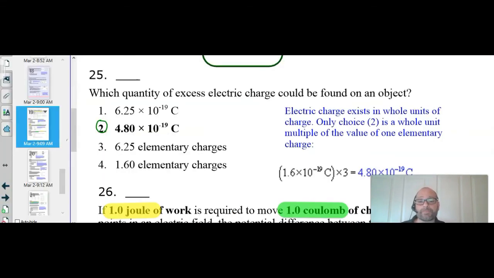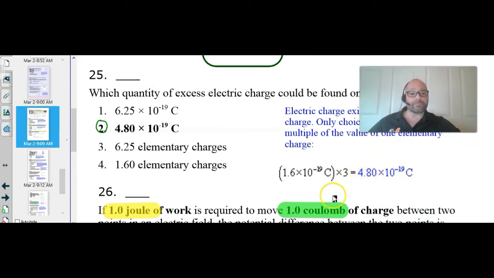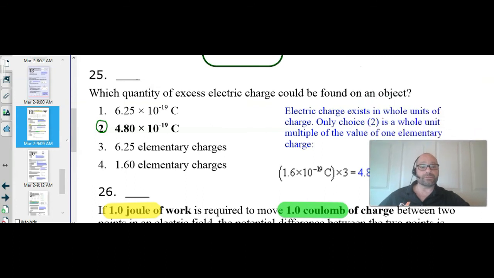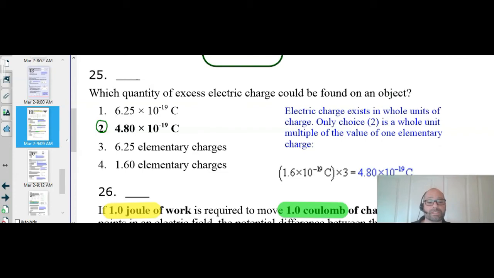So therefore, 1.6 times 10 to the negative 19 times 3 gives you 4.8 times 10 to the negative 19th coulombs. It's that simple. You look for a unit. Electric charge exists in whole units of charge. Only choice 2 is a whole unit multiple of the value of one elementary charge, seen right here.